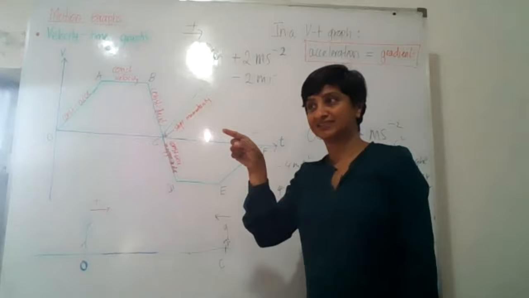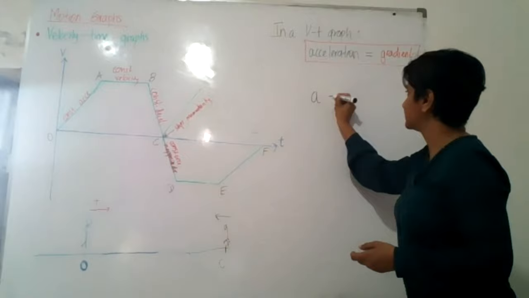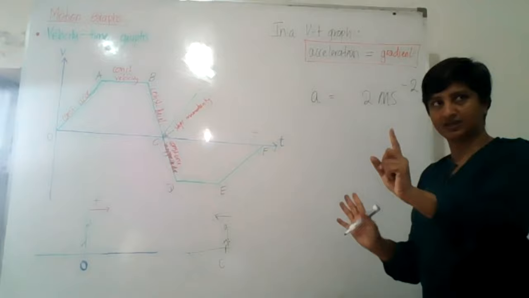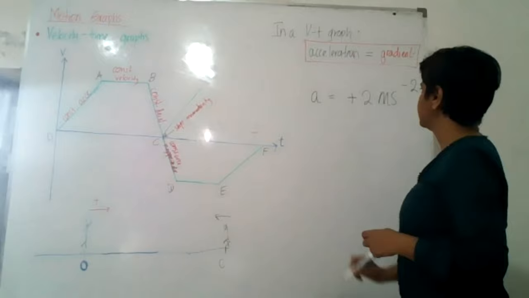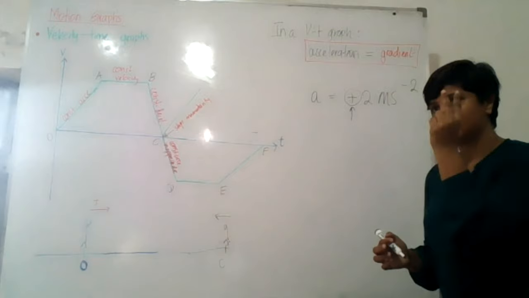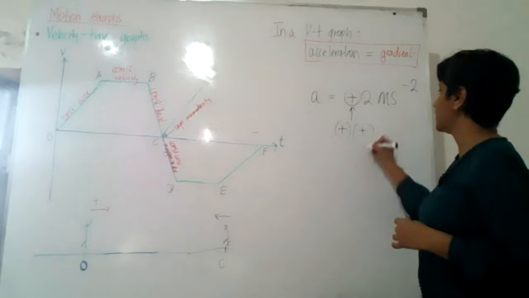Why am I bringing that up? It's because if I give a positive acceleration, say 2 meters per second squared, then as a convention, we'll stick to right as positive, left as negative. Those two directions are plus and minus. This plus sign is storing two pieces of information: the direction, and whether it is acceleration or deceleration. Now, plus can be written as plus times plus, or as minus times minus.